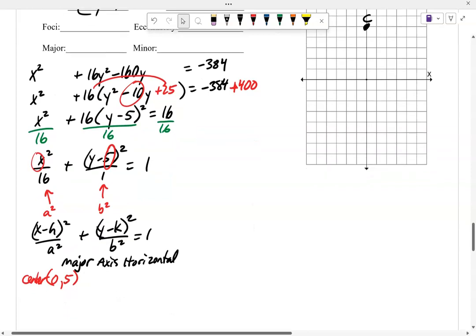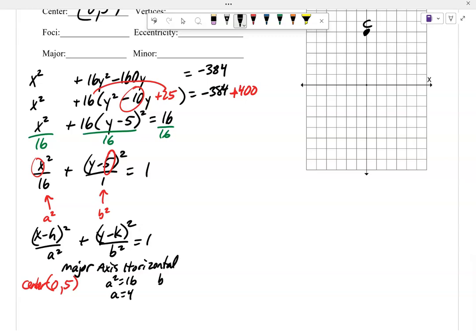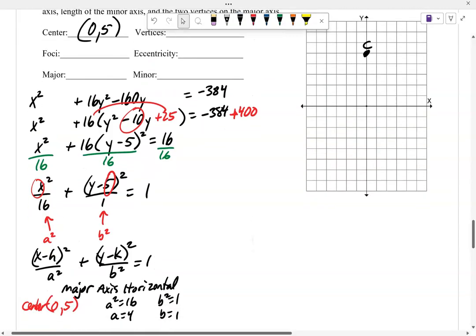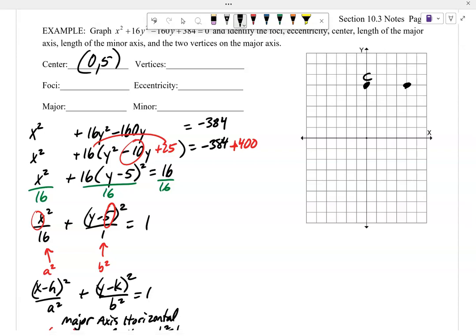And then my a squared is 16. So if a squared is 16, then my a is 4. My b squared is 1, so my b is 1. Remember, the major axis is horizontal, so I'm going to go right 4 and left 4. 1, 2, 3, 4. Those are my vertices. So 0, right 4 would be 4, 5.